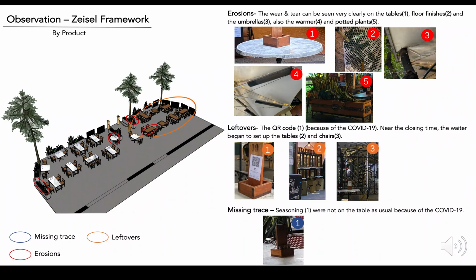As you can see in the first two or five photos, on the right parts of the photos, the erosion, wear and tear can be seen very clearly on the tables, floor finish, and the umbrellas, also the warmers and potted plants. And for the leftover, you can see the QR codes on the tables. I think mainly on each of the tables because of Covid-19. Also, near the closing time, the waiters began to set up the tables and chairs. I also noticed that the seasoning was not on the table as usual because of Covid-19.